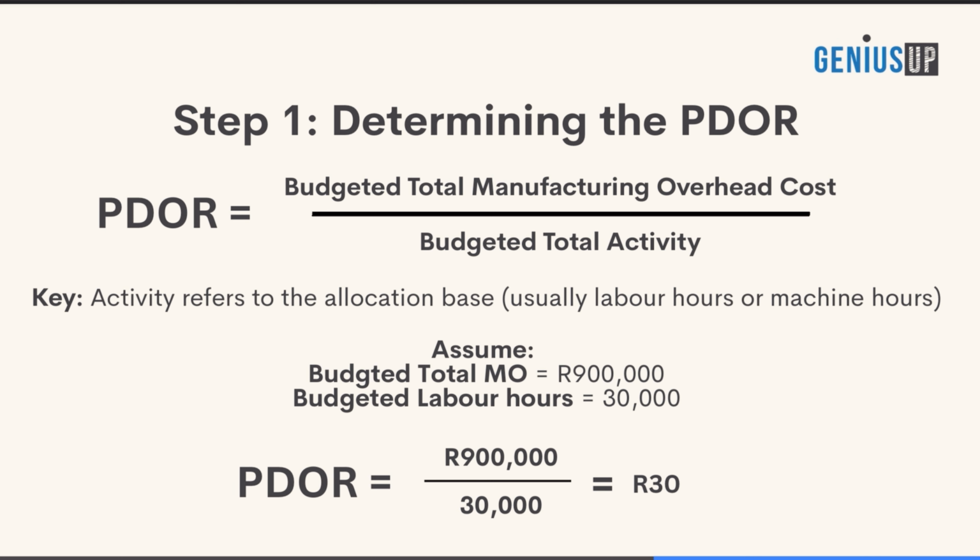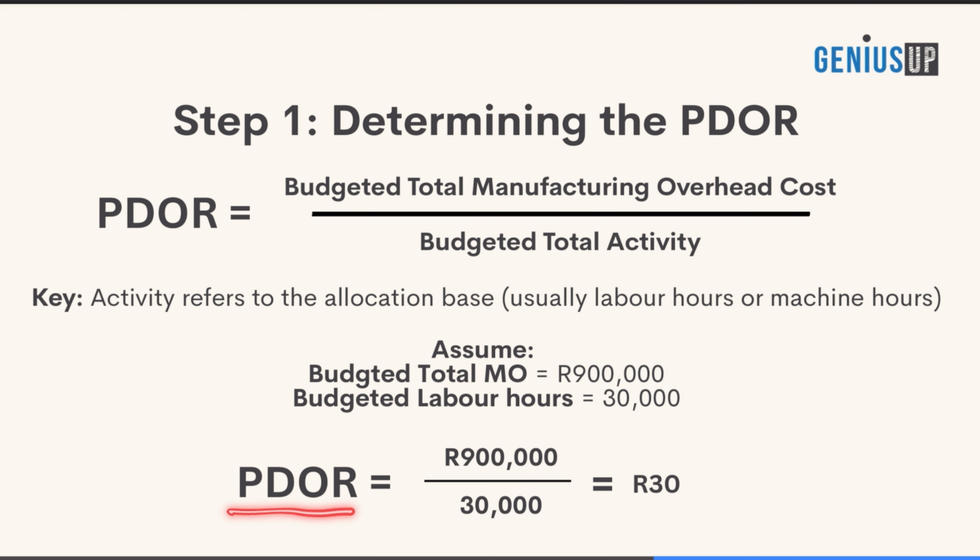So I'm going to give you an example with assumptions here. Let's assume that the budgeted total manufacturing overheads for the year were 900,000 rands. So those were the total budgeted manufacturing overhead cost. And the assumption here is our allocation base is labor hours, right? Meaning that our budgeted total activity will be the budgeted labor hours of 30,000 hours. So really important for you when you're determining the activity to say what's your allocation base. And if your allocation base is labor hours, it means that your budgeted total activity is going to be the budgeted labor hours of 30,000.